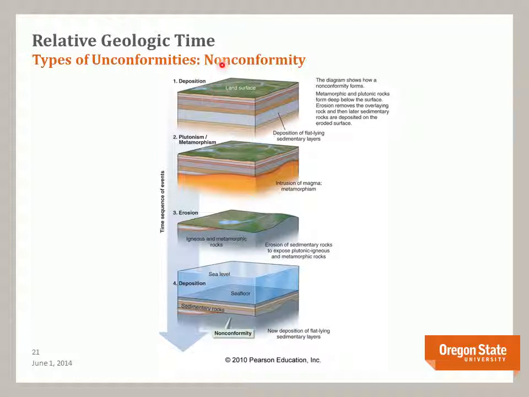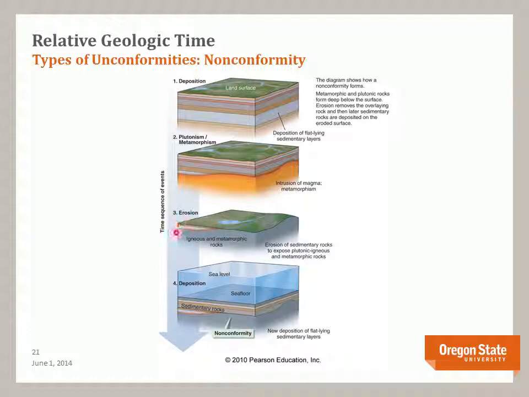The third type of unconformity is called a nonconformity. Here's a sequence of events. So we have had deposition on the land surface, flat-lying sedimentary rocks. Now, later in time, there's a period of plutonism and metamorphism, and the sedimentary rocks are uplifted and eroded, and the plutonic igneous and metamorphic rocks are brought to the surface and eroded as well. So at this time, we have metamorphic and igneous rocks at the surface.